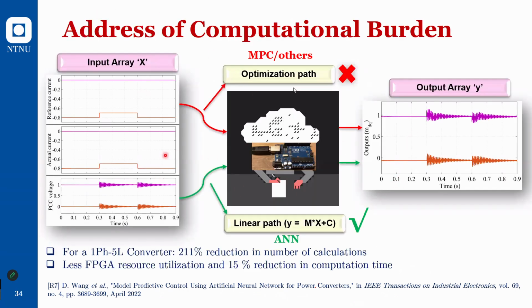With the same set of parameters, if we process through a neural network, it will follow a linear path instead of solving an optimization problem, but it will predict almost the same outputs as the MPC. That is interesting, because it has been observed that for a single-phase 5-level multilevel converter, the number of calculations the ANN makes is almost 200 times lower compared to the MPC. It also requires a 15% reduction in computation time in the FPGA. Those are the two conclusions reported in this paper, which is why they use the ANN to replace MPC.